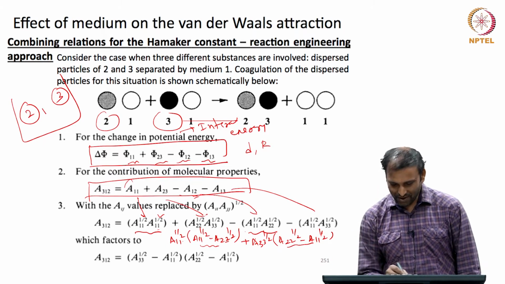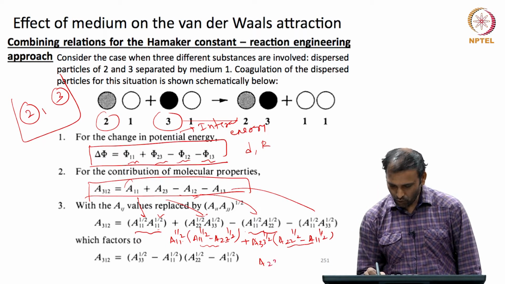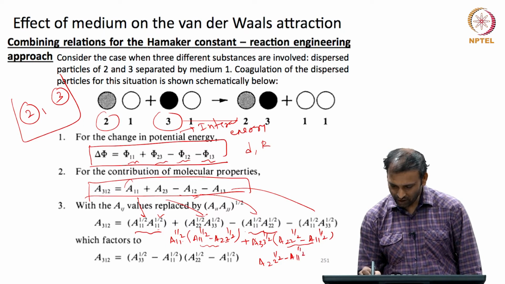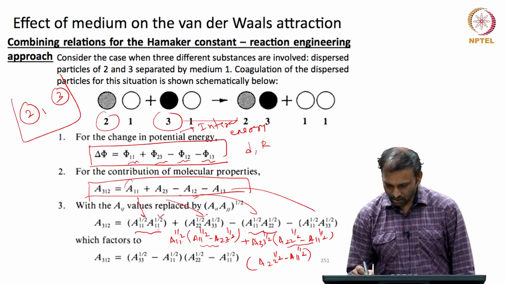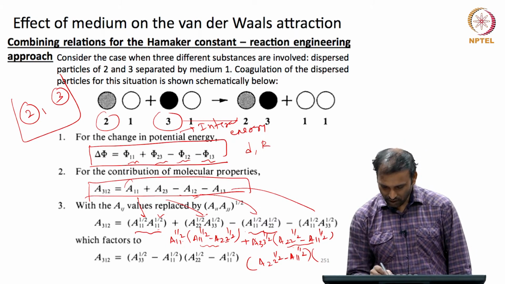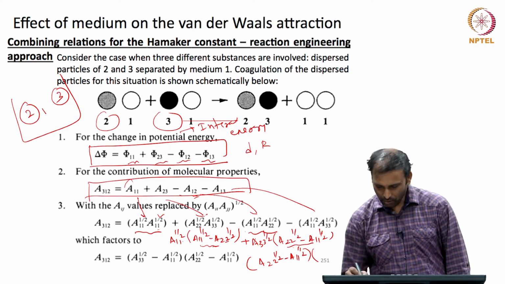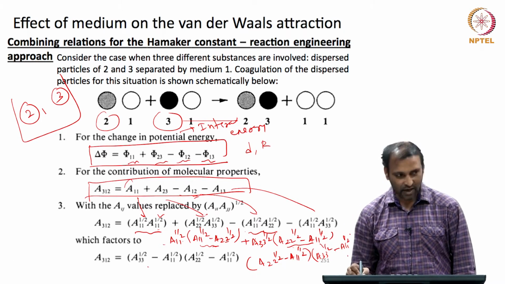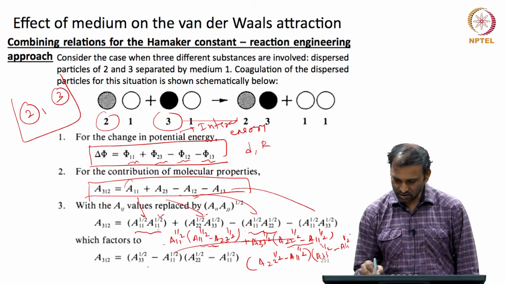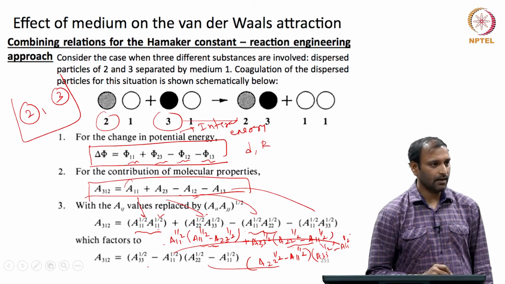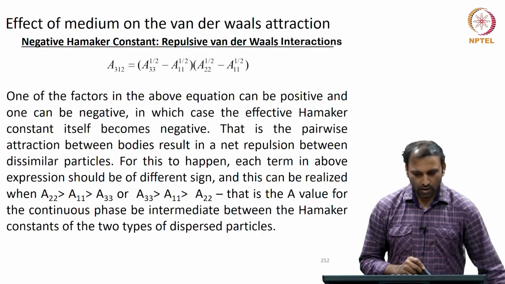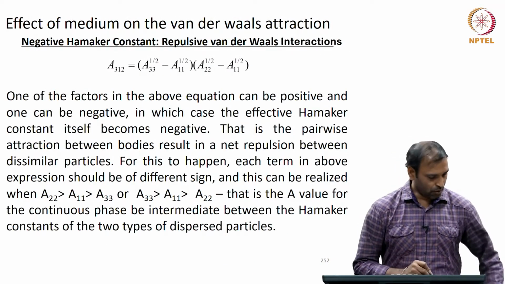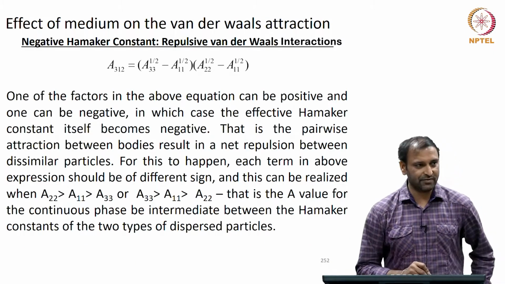So, I take A22 half minus A11 half as common, multiplied by, because I have taken this as common, this becomes negative, minus A11 half, and I have plus A33 half, that is A33 half minus A11 half. That is this term, and this is this term. Is that okay? Now, there are again very nice implications of this expression.